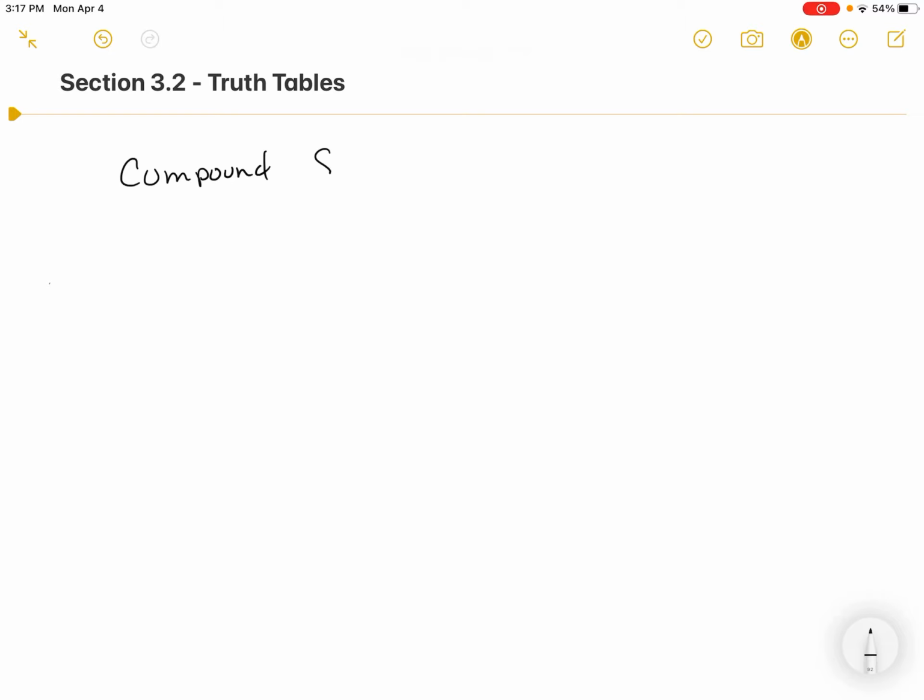statements. If you remember, a compound statement puts together two statements, typically with the words and, or, and they even consider not to be a compound statement. A compound statement is one that we really have to think about. Okay, what's the effect if I know this and I know that? And how do those work together? And so one great way that that takes place is through this concept of truth tables.